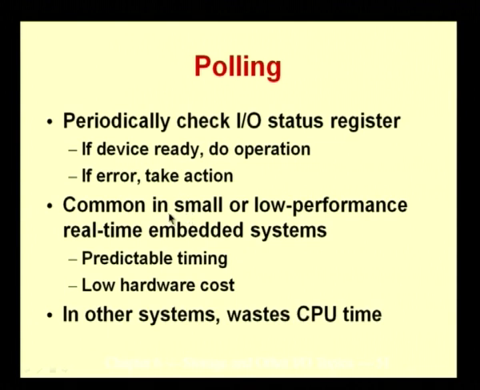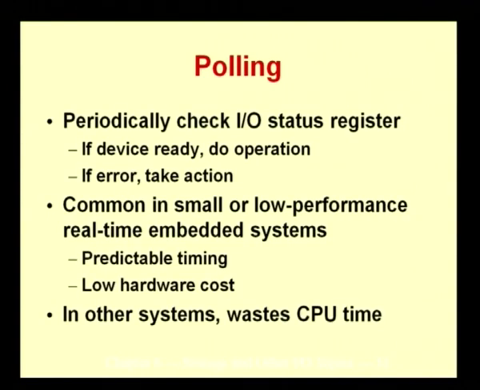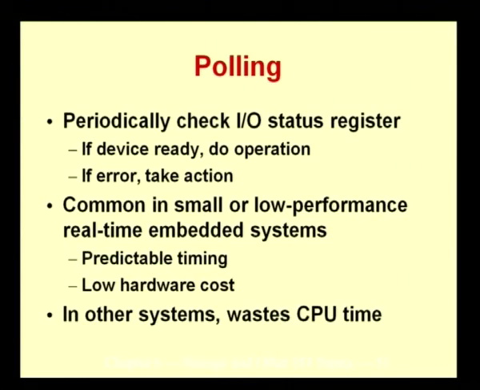This kind of a polling mode is suitable when you have small or low performance real time embedded systems. That is, you have a limited number of devices that you are polling. In those cases, this kind of an option can be used. It can be used when you need predictable timing, and the hardware cost is low because you do not have any special hardware for interrupts or any such operations. So, the cost of the hardware can be maintained as low. But the only problem is that it will waste a lot of CPU time because you have to execute instructions to come and check again and again. So, it is wasteful of the CPU time.